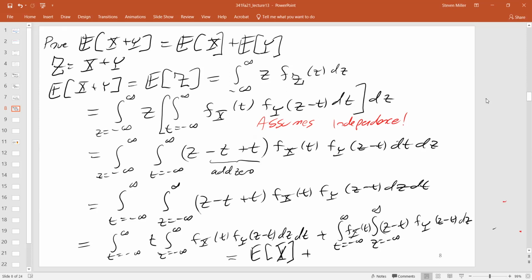For the second piece, this is going to just be the expected value of y, because instead of having y as my argument, I have z minus t, but I have z minus t out over here. So if I just do a change of variable in that little y to z minus t, it's going to be the same thing. This will just be the expected value of y, and I just integrate my x density, and I just get the expected value of y, because the integral of x is just 1. So this is the proof in the special case when it's independent.